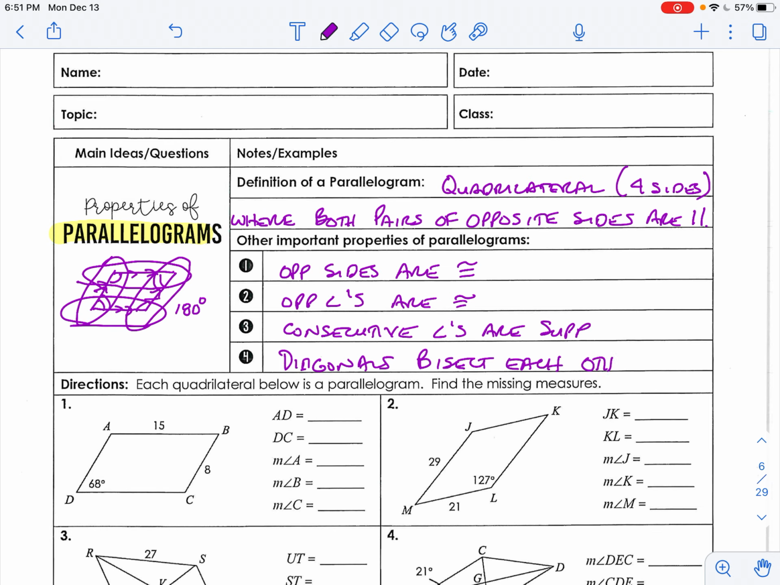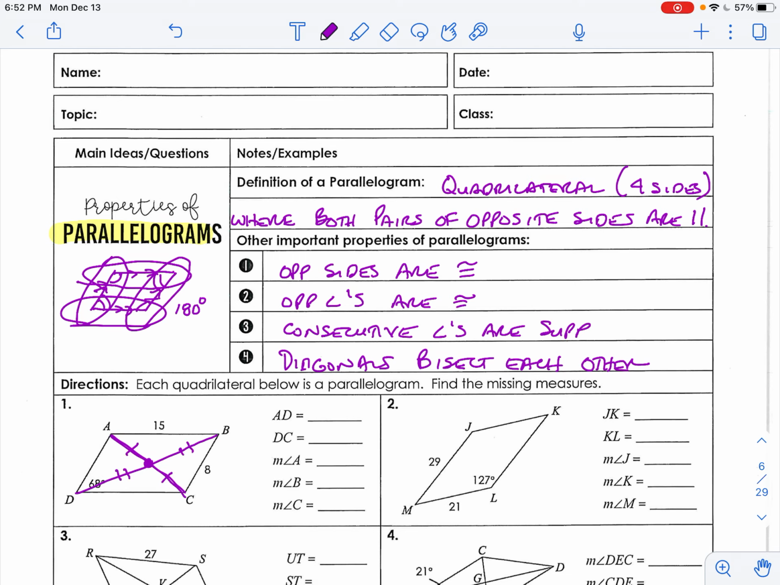I kind of muddled up that picture there, but let me show you on this picture here for number one. This is a diagonal because it cuts across, and this is a diagonal because it cuts across. And if they bisect each other, what does that mean? It doesn't mean that they're congruent or anything like that, but what it means is that this is the midpoint of both, which means that's equal to that, and that's equal to that. That's what bisect each other means, and we need you to be able to do that.